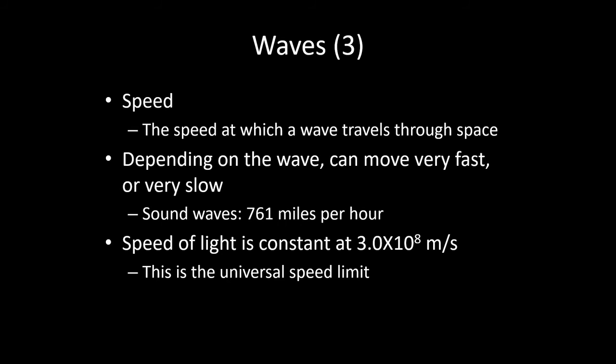Some waves go really fast, and some go really slow. Sound waves, for example, travel at about 761 miles per hour, which, compared to us, is really fast. That's a really fast wave. But it is snail slow compared to light. Light doesn't move at 761 miles per hour. It moves at 3 times 10 to the 8 meters per second.